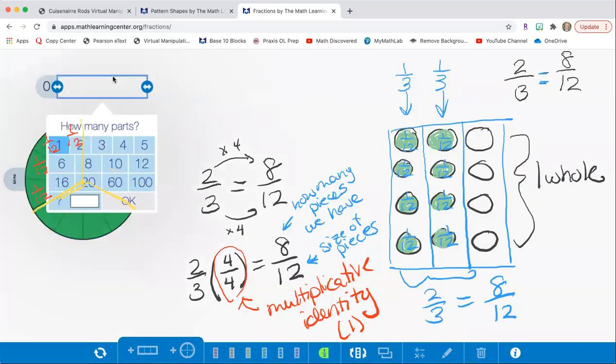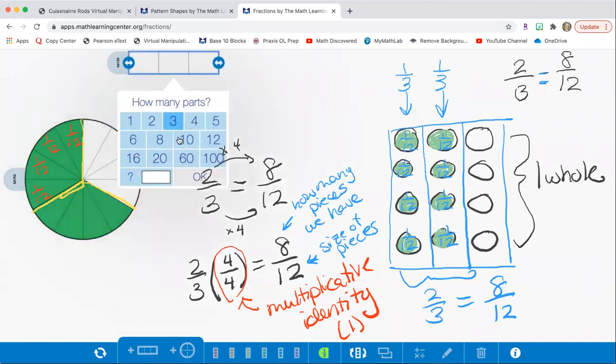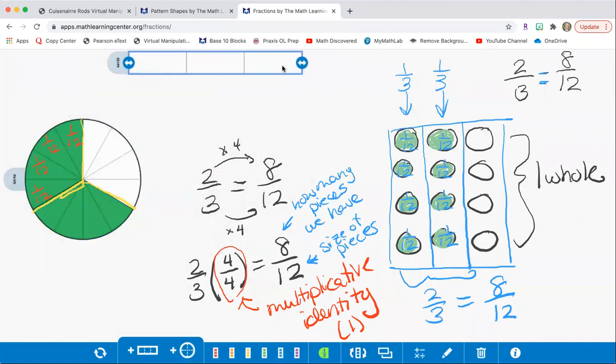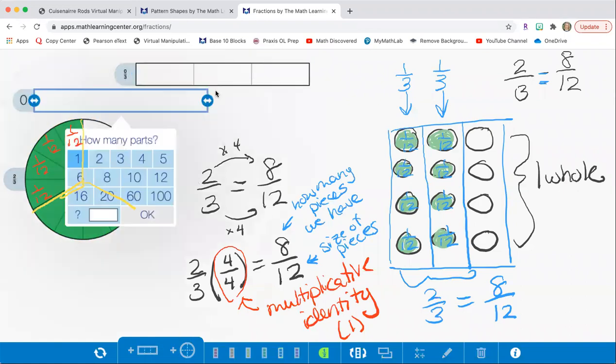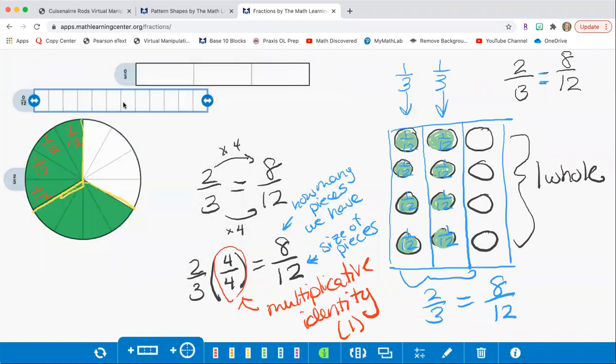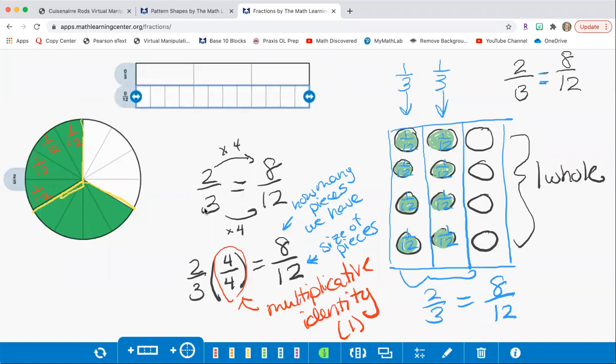Lastly, we can see the exact same ideas in our length model. And exactly like how we did the area model, we want to see that 2/3 is the same as 1, 2, 3, 4, 5, 6, 7, 8 twelfths. And whether you put them on top of each other, like this, or next to each other like this, we're still comparing the length of each.